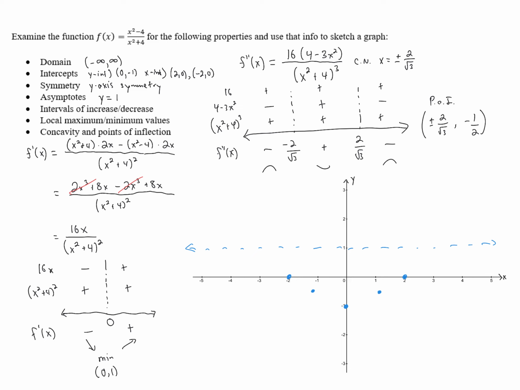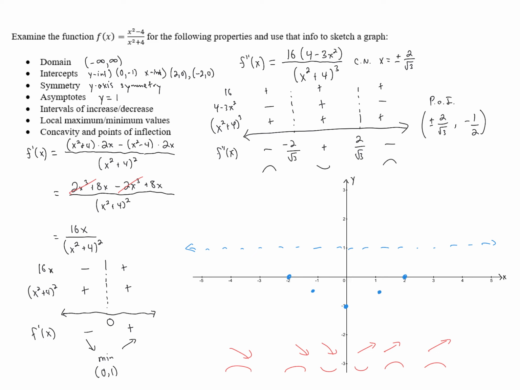Let's talk about what's happening on each interval. We are decreasing all the way to 0, and then we are increasing afterwards. All right. And then our concavity is concave downward up until our first inflection point, and then upward in the middle, and then downward again. So all of that is going to help us sketch a graph.